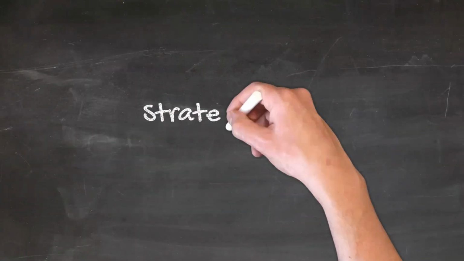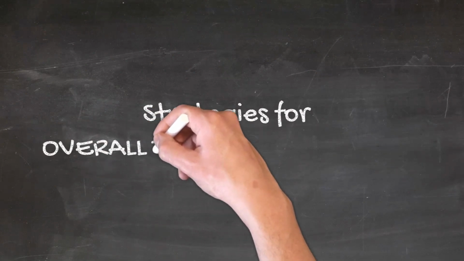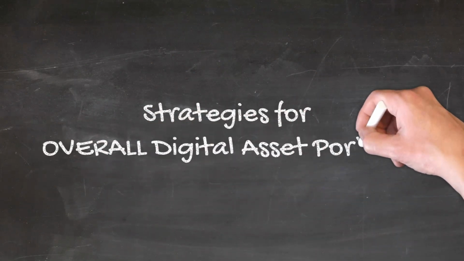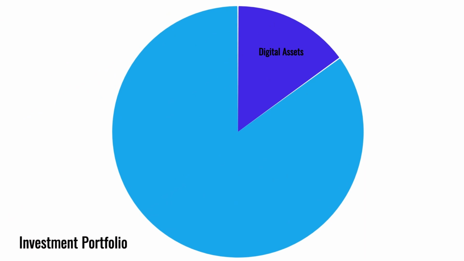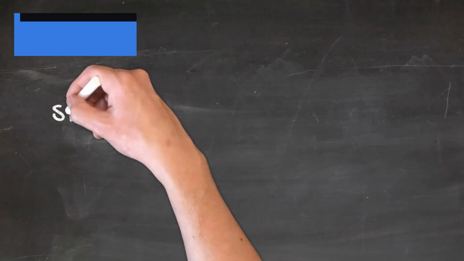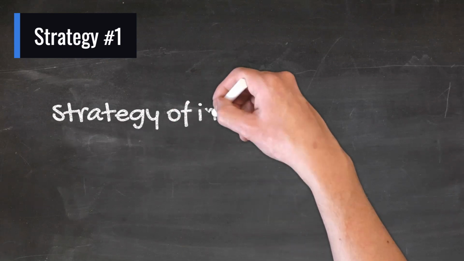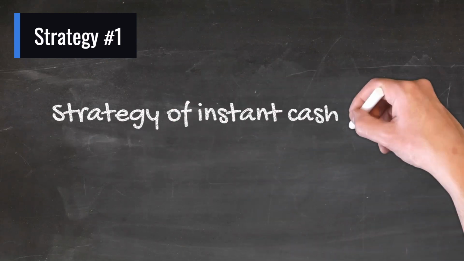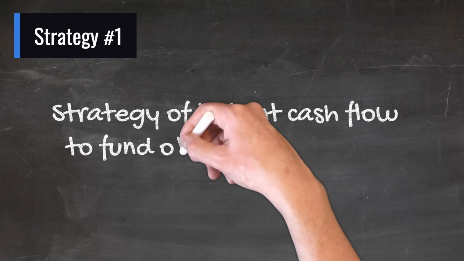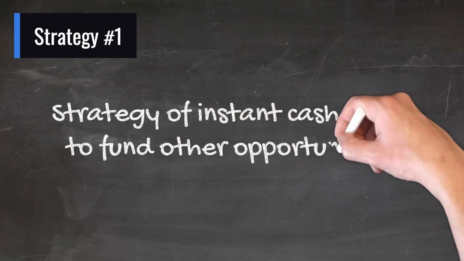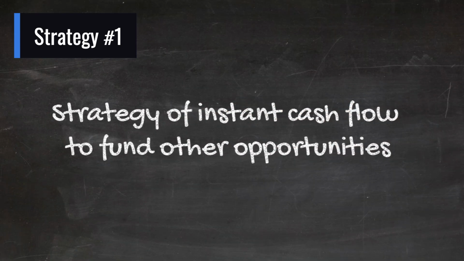First of all, think about the big picture. So where do these digital assets fit into the bigger picture of your overall portfolio? Okay, always keep that in mind. My strategy is to use the instant cash flow to fund other opportunities. Okay, so use the cash flow to fund the other opportunities. Sometimes, again, you can do it instantly where you invest the money and you start pulling out the gains right away. And this is for your overall digital asset portfolio.